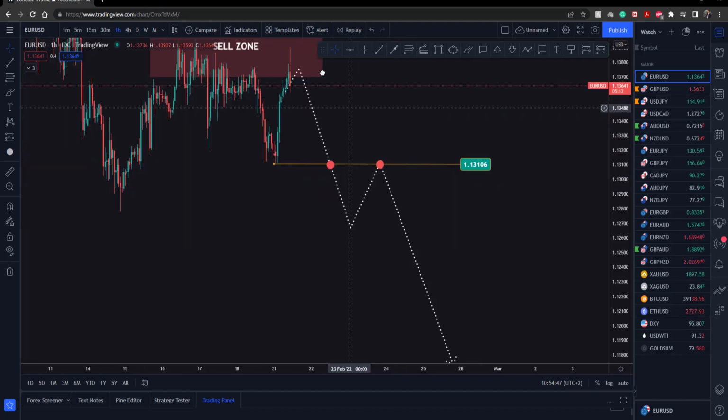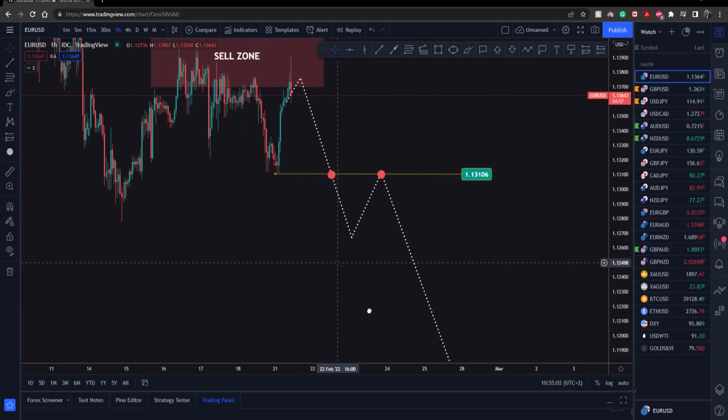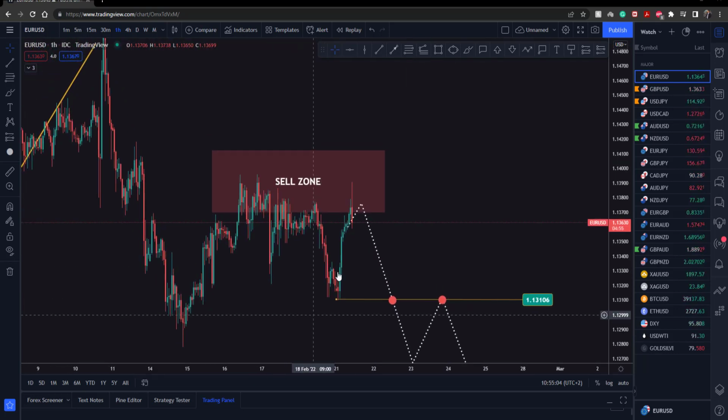Okay, when it comes to target levels, I'm definitely looking at 1.1160 as my first target, and depending on how price action gets down here and how it reacts to that level, we can potentially look to extend our targets. Okay, when it comes to price pushing higher, I'm definitely not looking to buy.